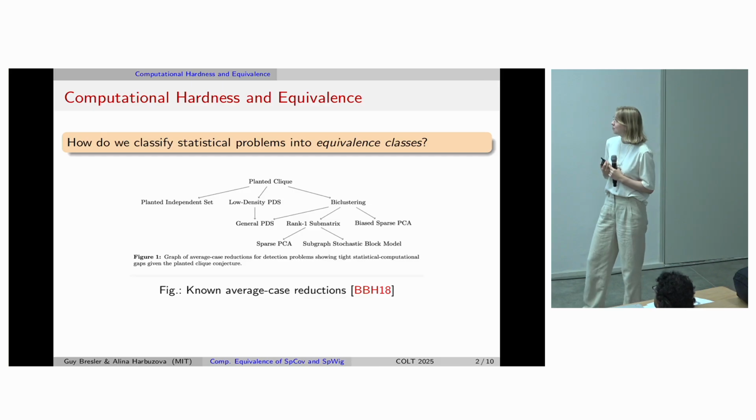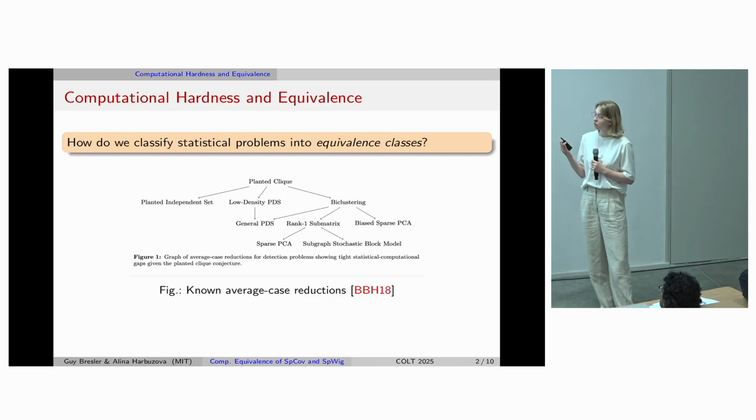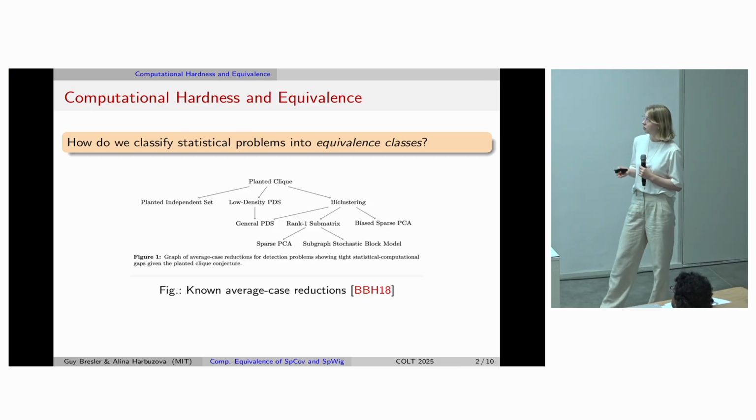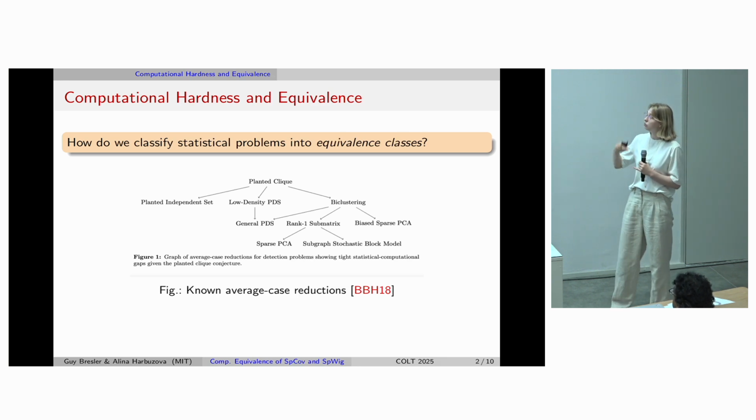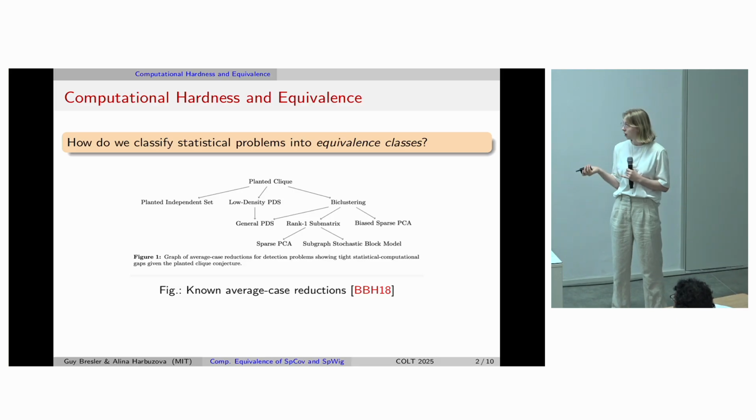As you can see from this diagram already, most average-case reductions that are known are one-way reductions, so from the conjecture to other problems of interest, and there are no two-way reductions or equivalences between problems.